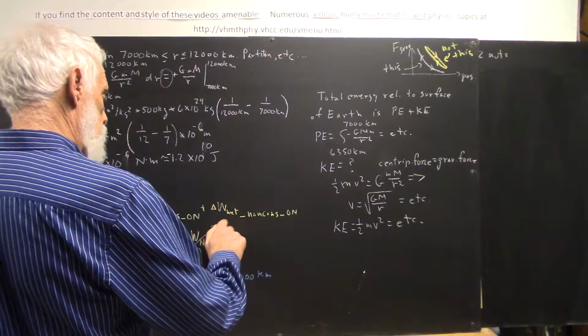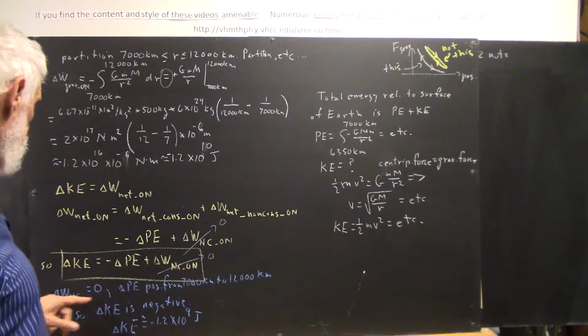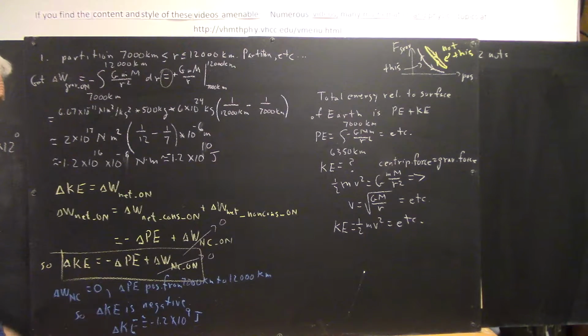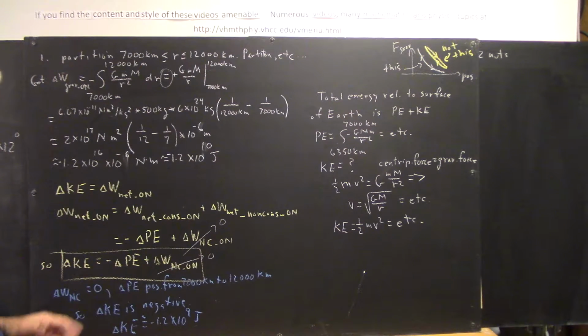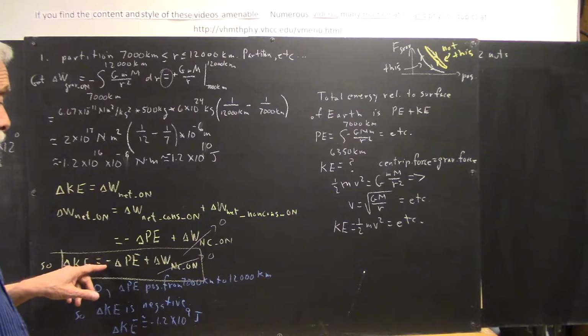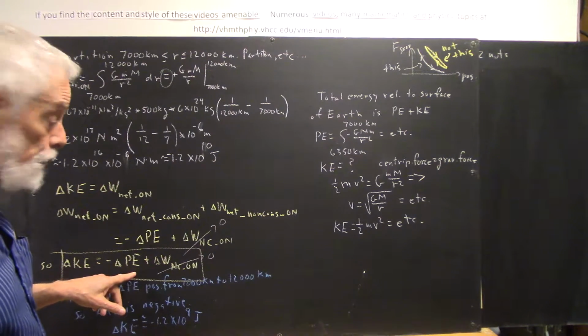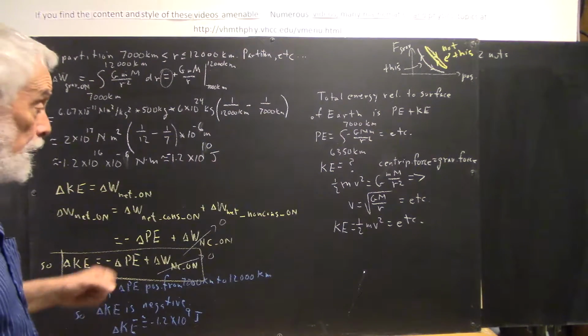So I'll just say, okay, that's 0, that's 0. I stated here the work done by non-conservative forces is 0 or negligible, and that means we're going to let it be 0 even if it really isn't. So the change in kinetic energy is equal and opposite to the change in potential energy, and this is what you need to think in terms of, and this is what you need to understand.